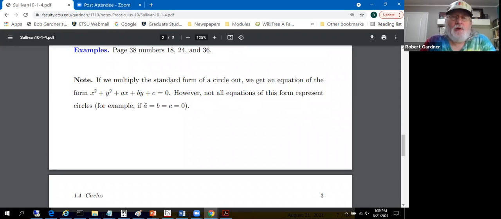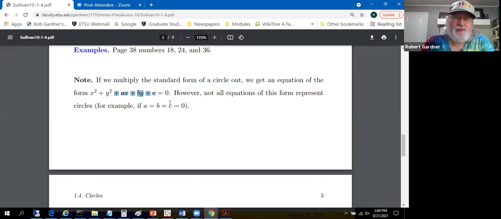I don't like this form. I like the standard form because I can see what the center and radius are from that. I can't from this. Not all equations of this form represent circles. If we were to take a, b, and c equal to 0, this would disappear and give us x squared plus y squared equals 0. Well, that would only be satisfied when x and y are both 0. And we get a radius of 0, and that doesn't count as a circle.